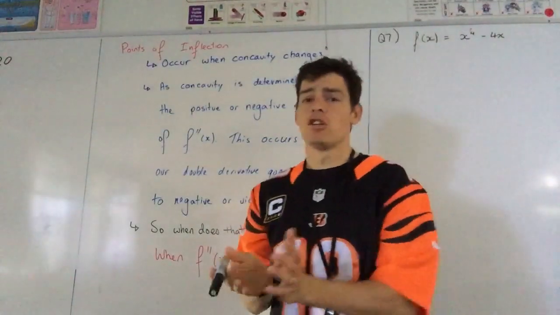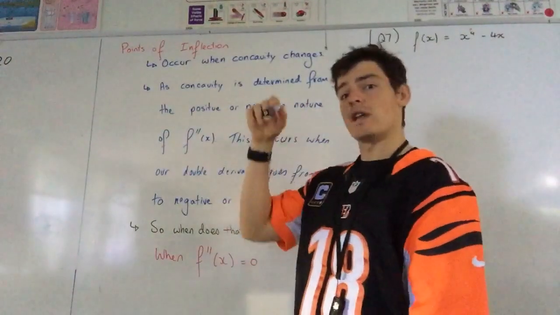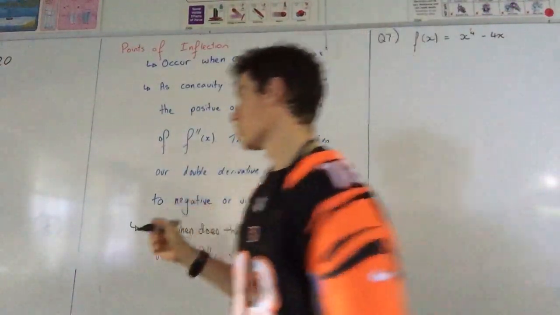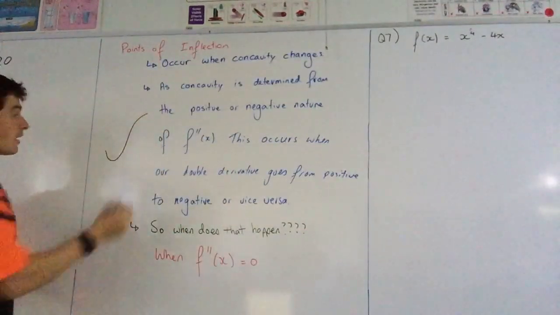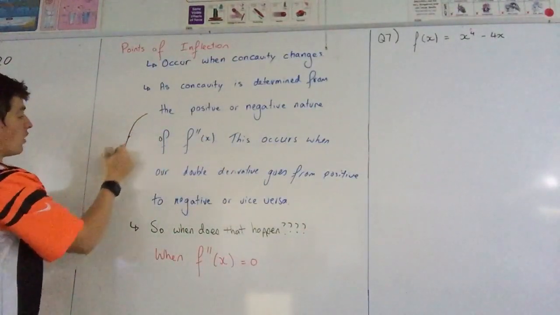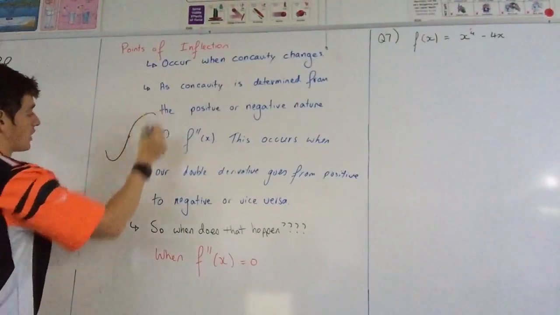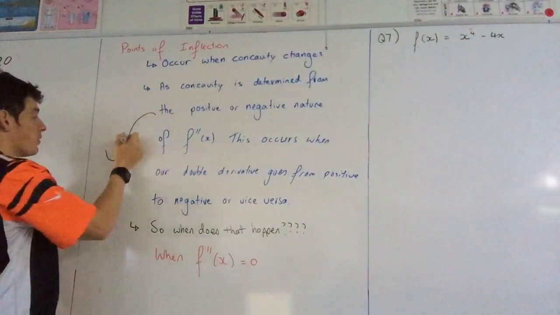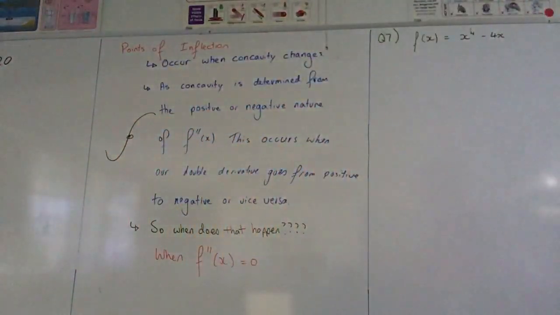So concavity, you'll remember, is that U or N shape. So when it changes from being a U to an N, that's when a point of inflection occurs. If we were looking very briefly at that sort of function, it would occur where the shape has a different concavity to our shape up here. So at that point there, our concavity has changed, and that is called our point of inflection.